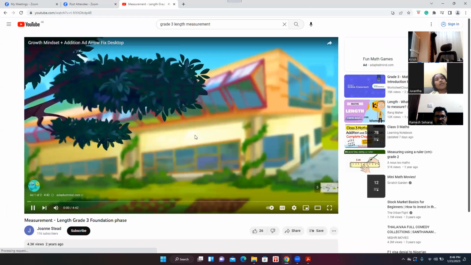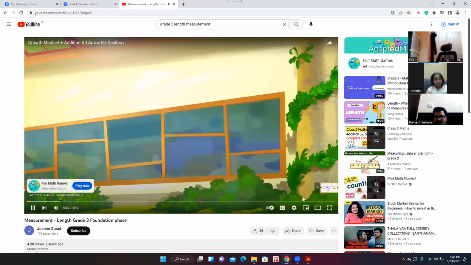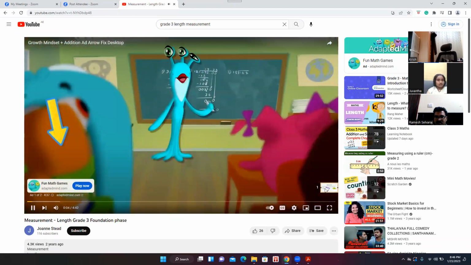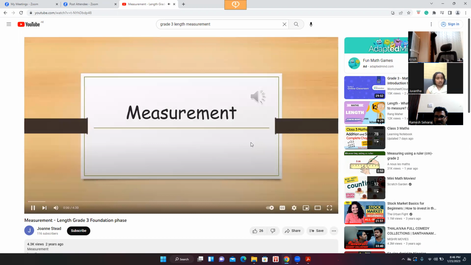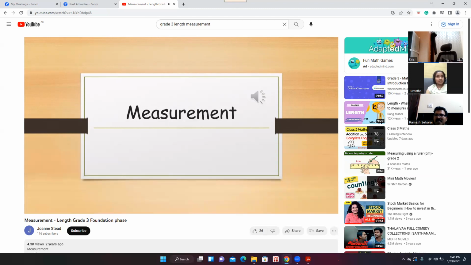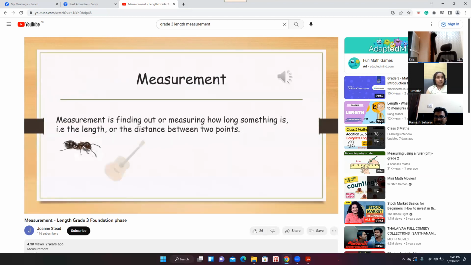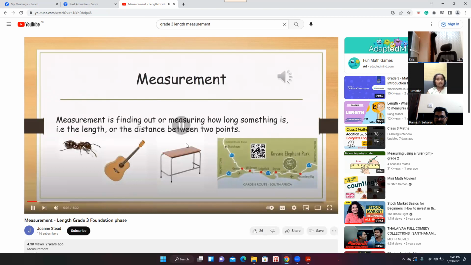Oh, I'm a doctor. Okay, class, who would like to do problem 3 on the board? Do you hear? Yeah. Do you hear the voice also? Measurements. Yes. Measurements. Yeah. Measurement is Yeah. finding out. Measurement is finding out, measuring how long something is. That is the length, the distance between 2 points.